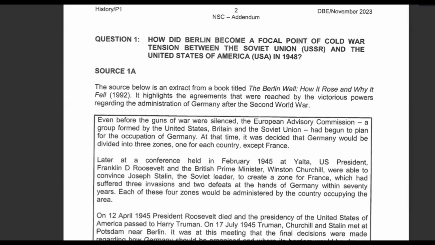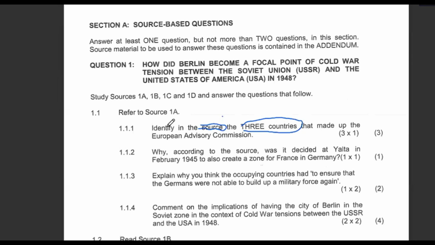So the key countries are the United States of America. That would be the first country which belonged to the European Advisory Commission. So I'm going to highlight the 3 countries, where we are going to get the answers from. So it's actually United States of America. Then we also have Britain and the Soviet Union. Then, on our question paper, I'm going to write the 3 countries. That's the USA.